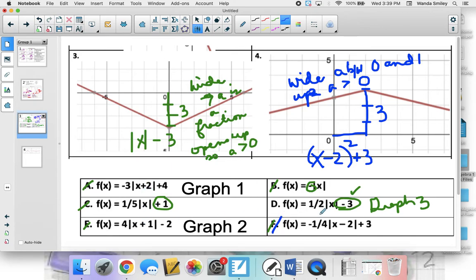-2, I'm sorry, it is down. I said it opens up. Boy, I tell you, Miss Smiley is tired. So therefore, it opens down. So A is less than 0, so it's negative. So here's my -2 and there's my +3, so it would be F. So this is graph 4. Whew, Miss Smiley needs to hurry up and go home. Okay? All right. 2 more.